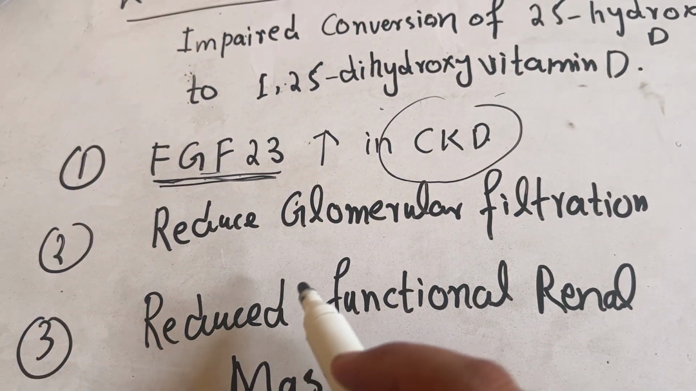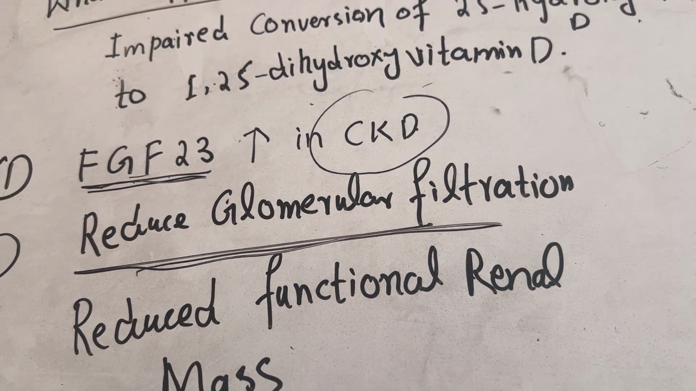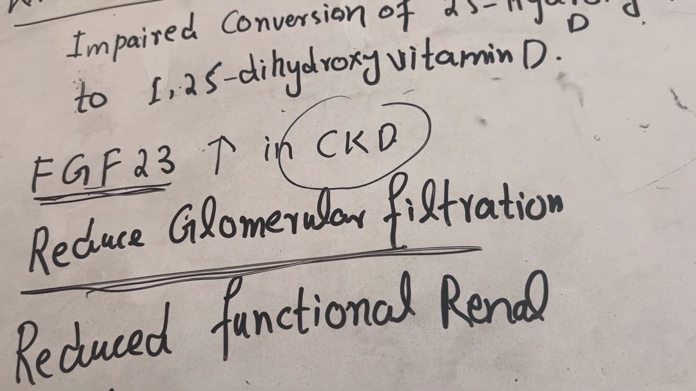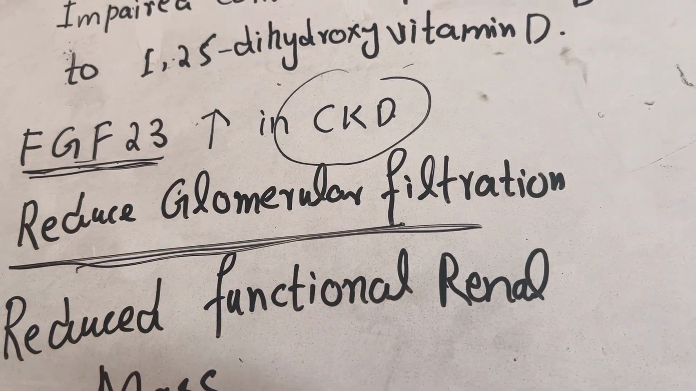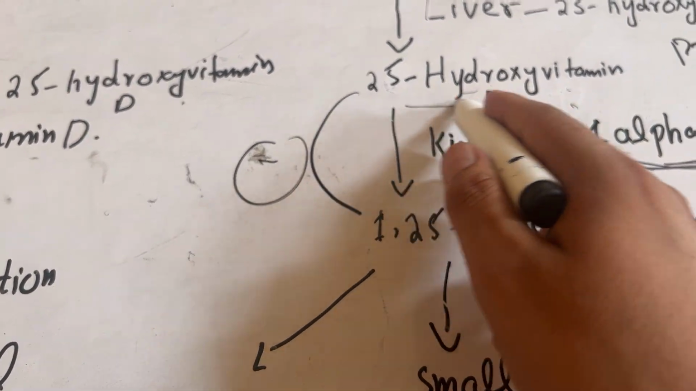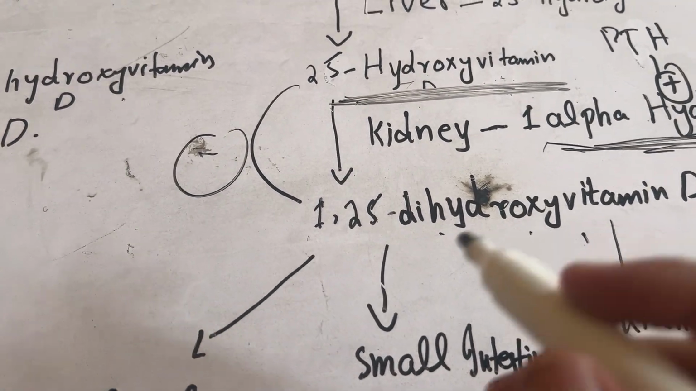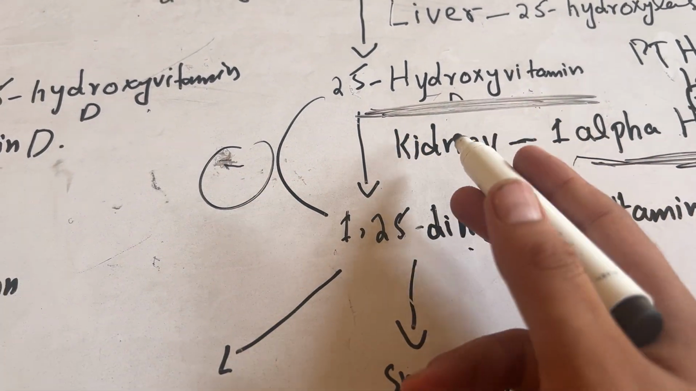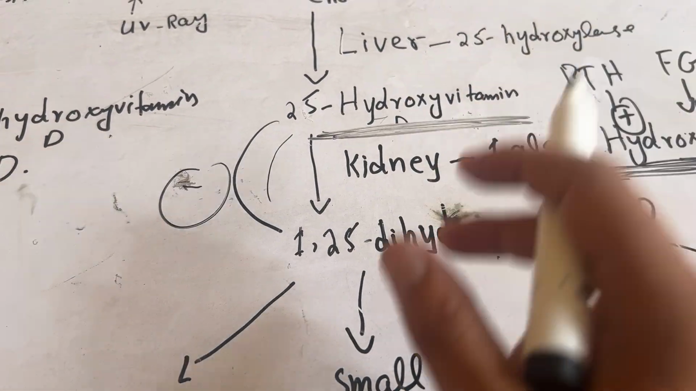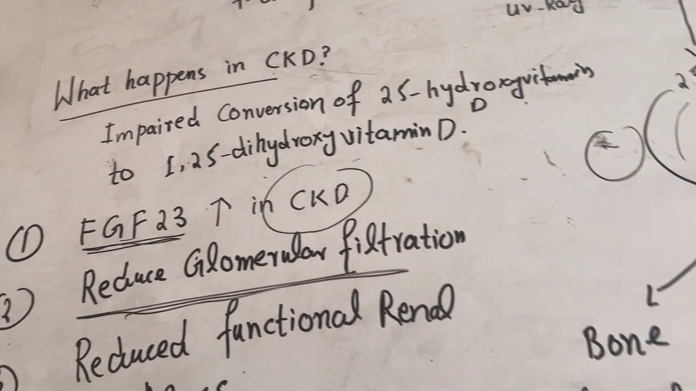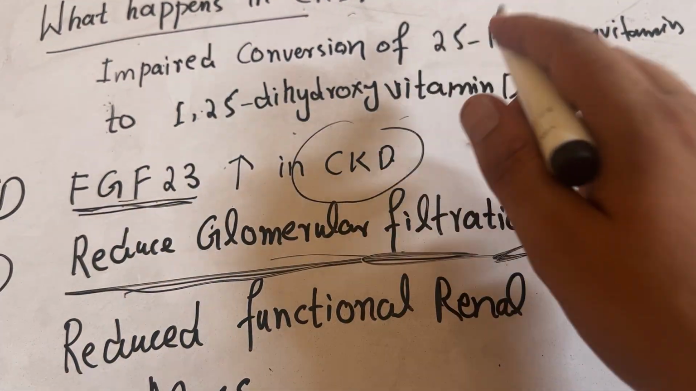The second factor is reduced glomerular filtration. Reduced glomerular filtration causes reduced filtration or reduced circulation of 25 hydroxy vitamin D to the tubular cells of the kidneys. So when there is less 25 hydroxy vitamin D in the tubular cells, there is less conversion in this step. Reduced glomerular filtration is one of the factors which can impair this conversion.